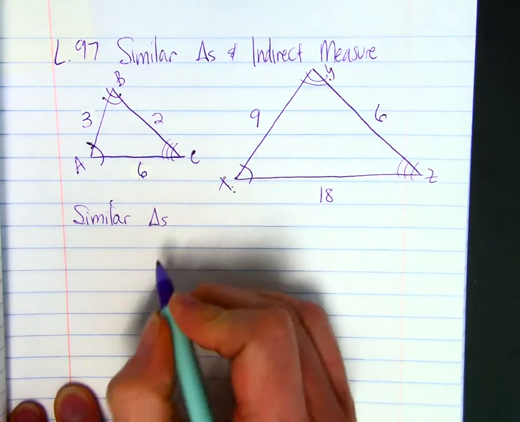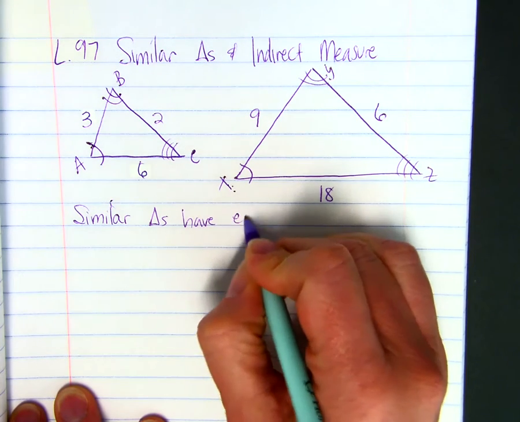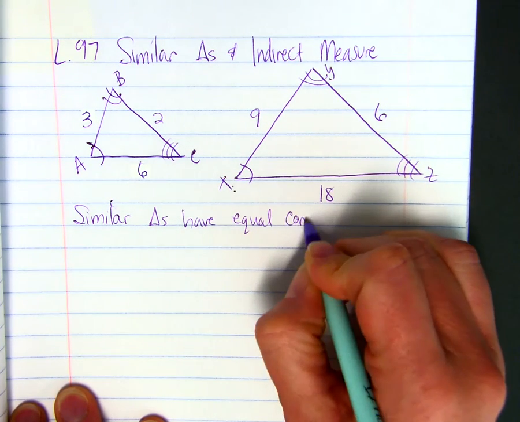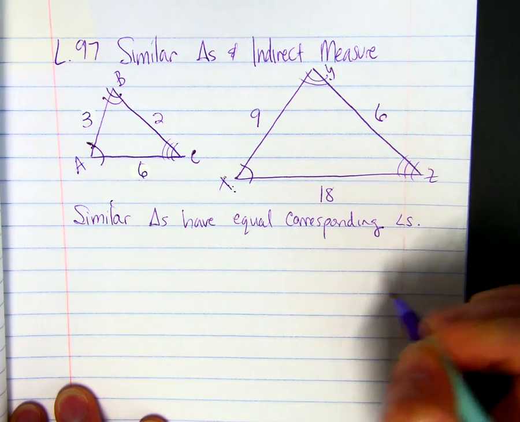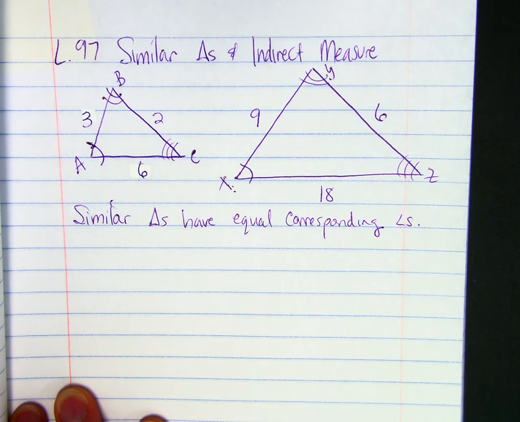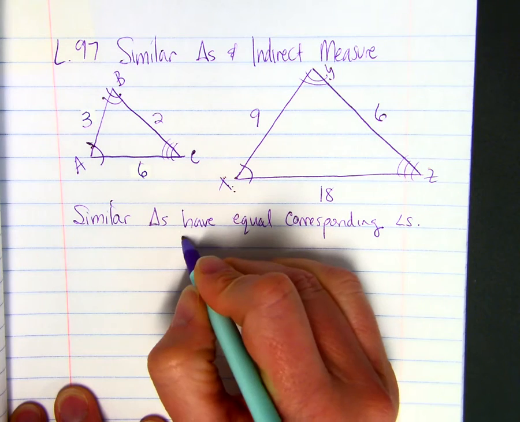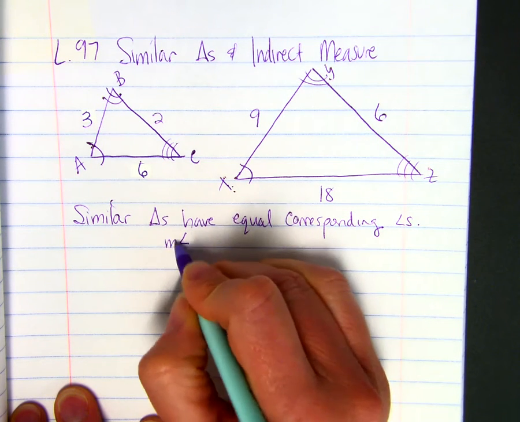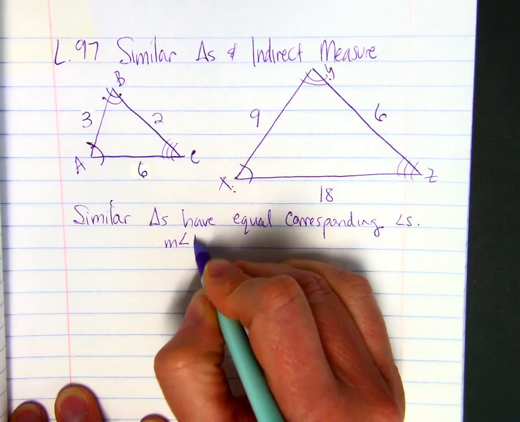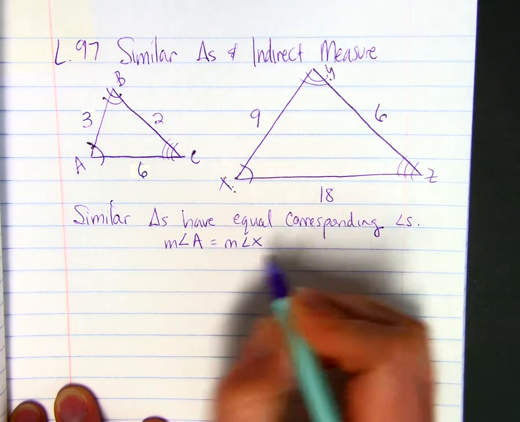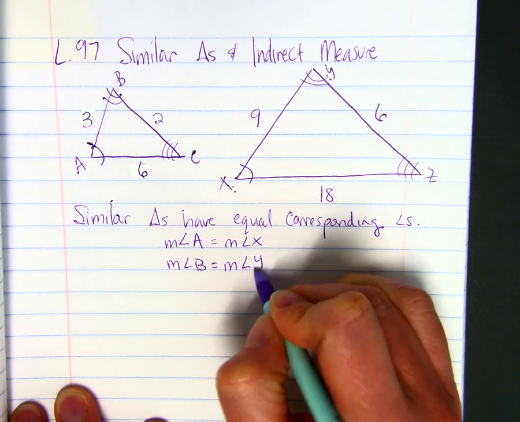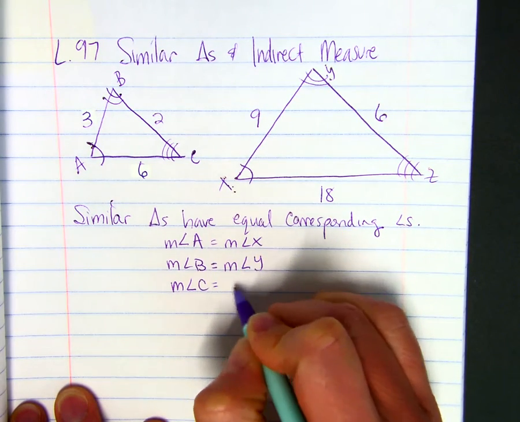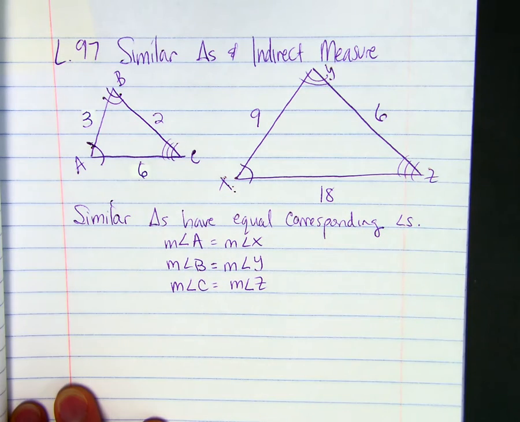So similar triangles have equal corresponding angles. So the measure of angle A equals the measure of angle X. The measure of angle B equals the measure of angle Y. And the measure of angle C would equal the measure of angle Z.